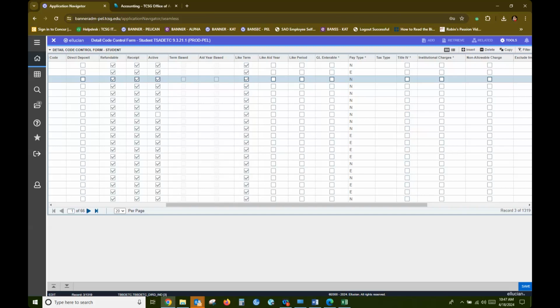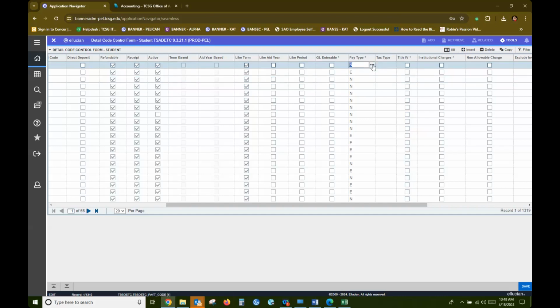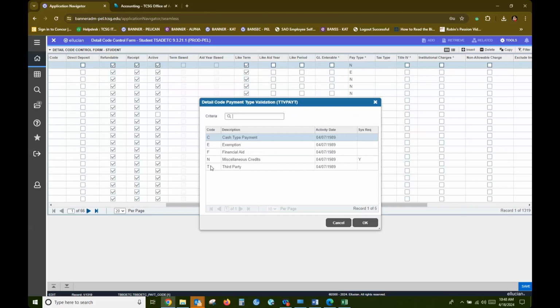All right, GL Interable. We don't use GL Interable because we don't have Banner Finance. And then your pay type, it's also a drop-down list, so it has to exist in this drop-down list, which is your validation table for your payment types, which is TTB PAYT. And then you have cash payments, exemptions, financial aid, miscellaneous credits, and third party. This is up to your college how you list them. Don't go by what this database says.